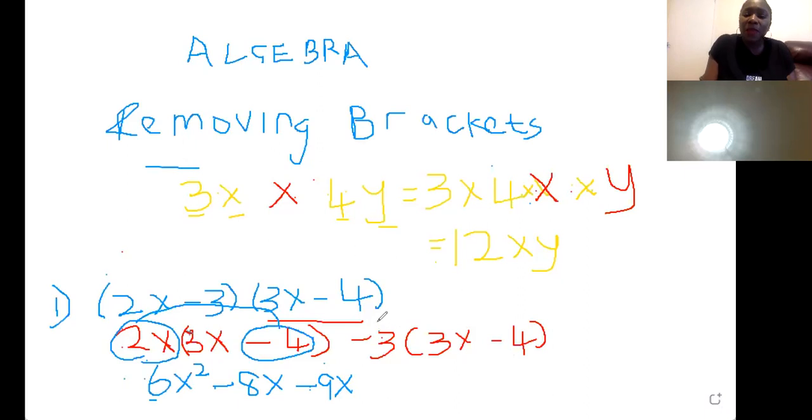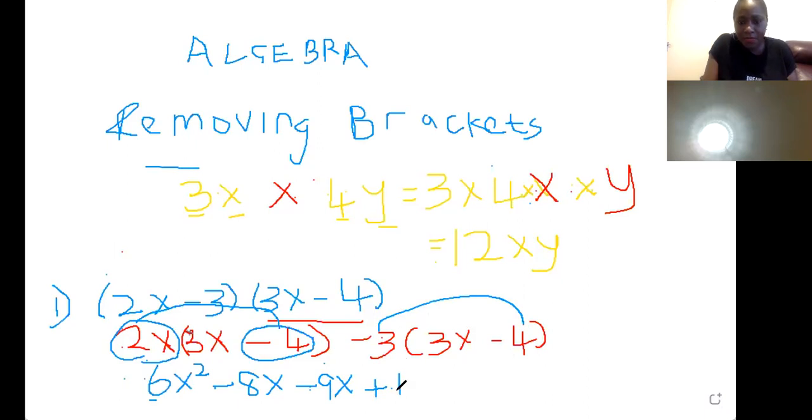We need to multiply this now together. What is this? Minus 3 minus 4 times minus 4. So what does that become? 4, 12. Is it a positive 12? Yeah, well, positive. That's it.